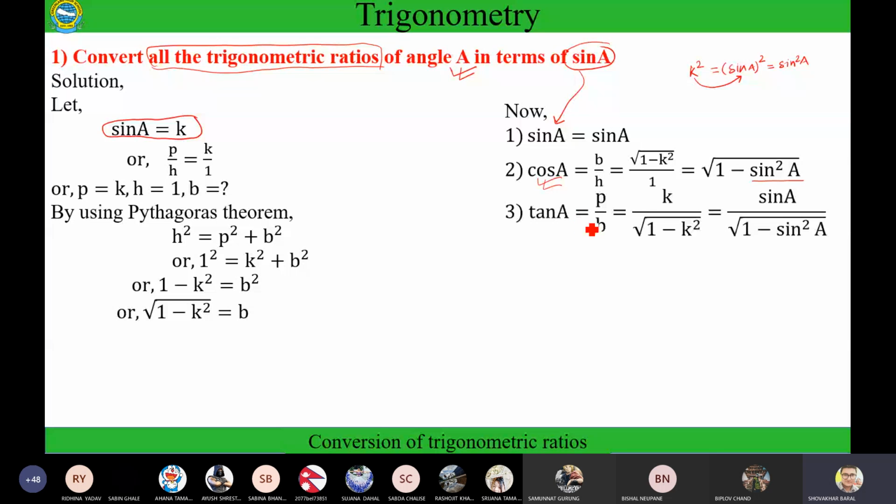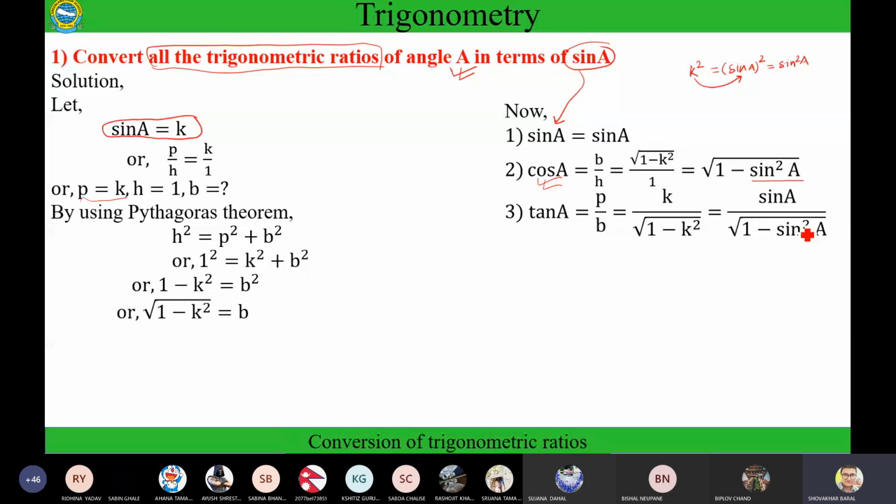Tan A is equal to P by B, and the value of P is K here. Let's replace it. The value of B is square root of 1 minus K square, and further it will be equal to sin A upon square root of 1 minus sin square A, because the value of K is sin A.